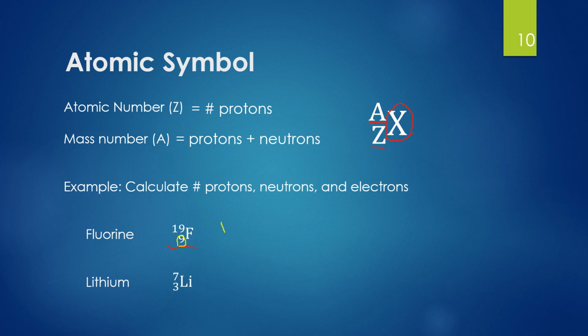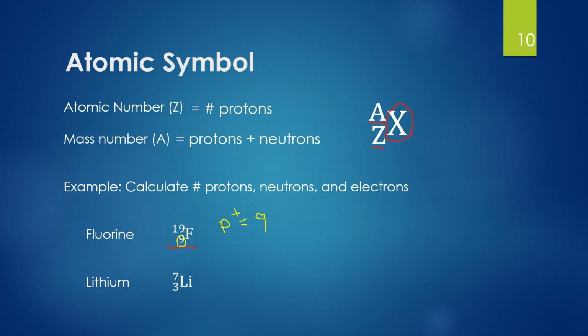Now, oftentimes, when they're representing atomic symbols, they leave out the atomic number. Why would they leave out the atomic number? The reason is because you can figure out what the atomic number is simply by looking at the periodic table. So if you find fluorine on the periodic table, fluorine is number 9, meaning its atomic number is 9. Since its atomic number is 9, that means it has 9 protons. So they can omit that number since protons do not change for a given element.